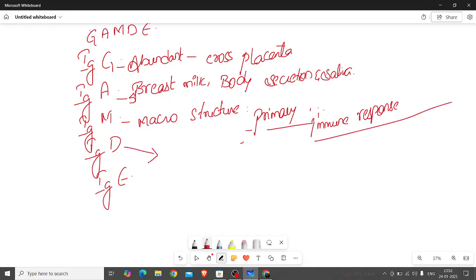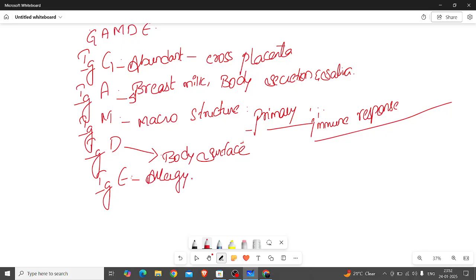Next, we'll see about IgD. IgD is mainly found on body surfaces. This immunoglobulin is mostly found on the body surface. And finally IgE, it plays a major role in case of allergy.